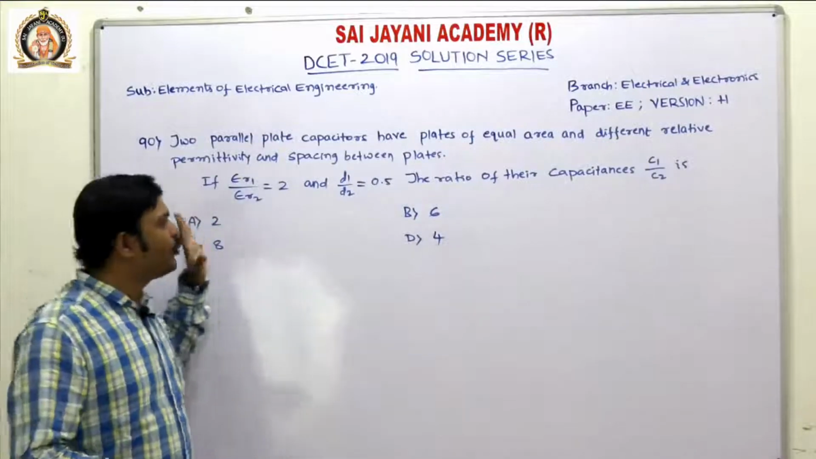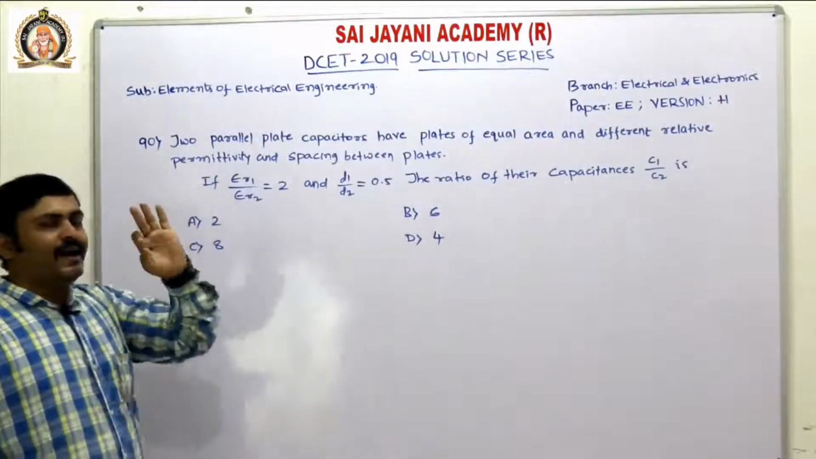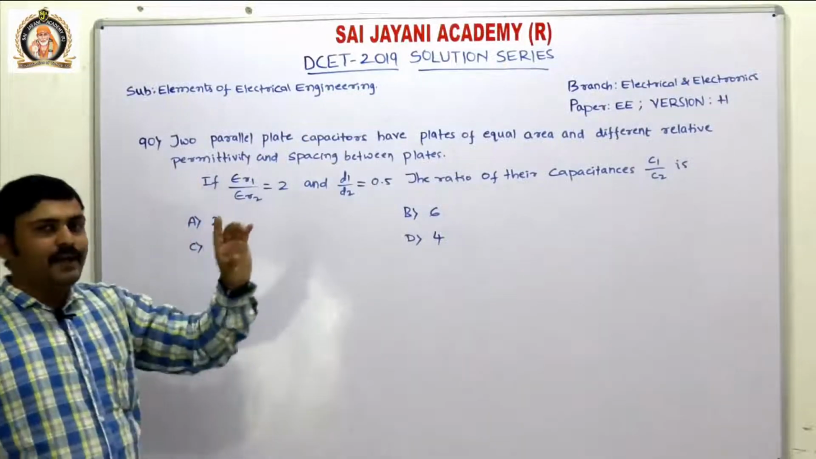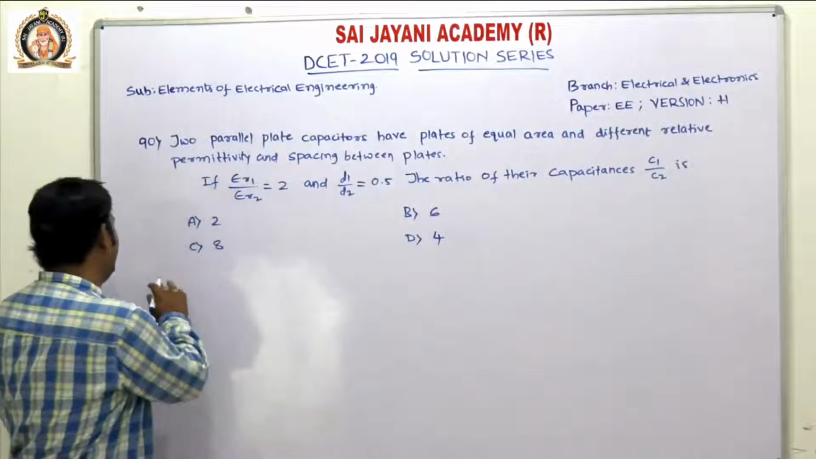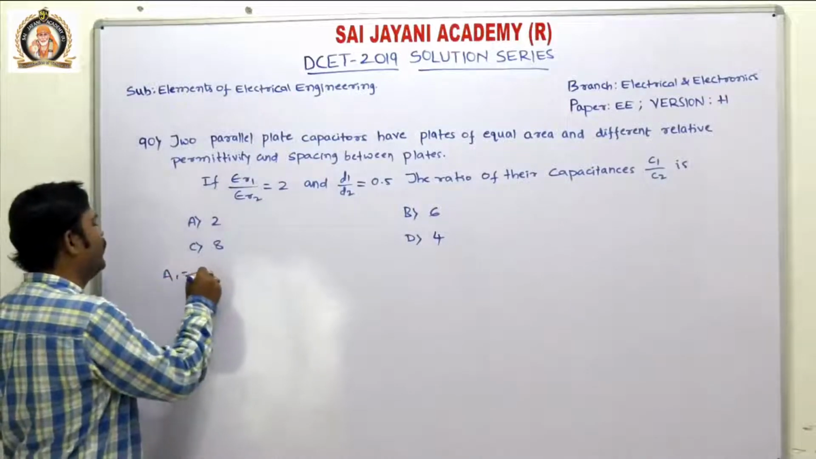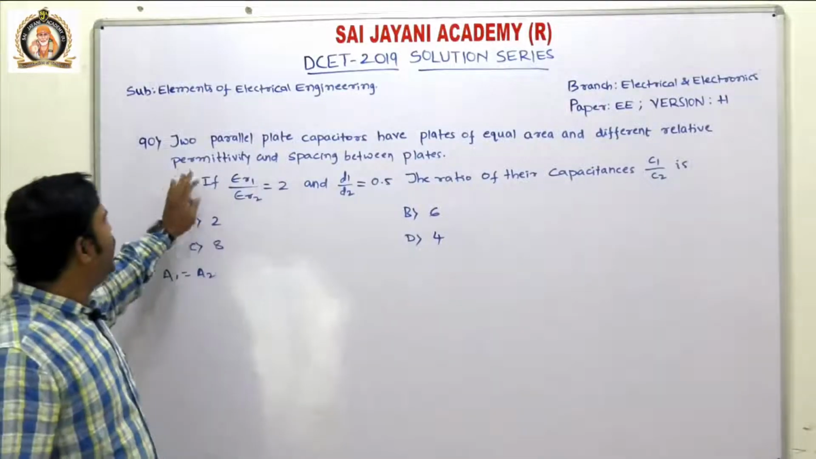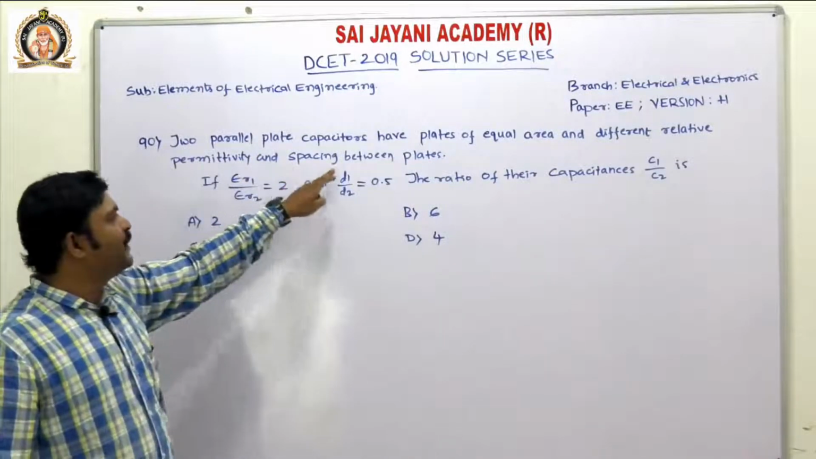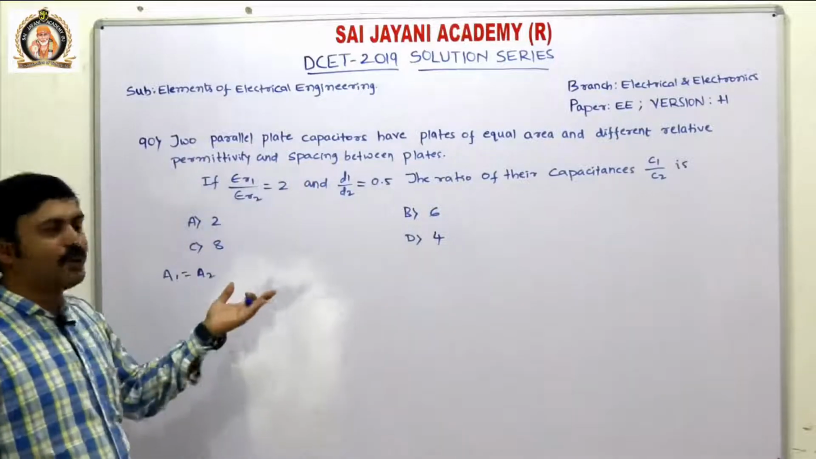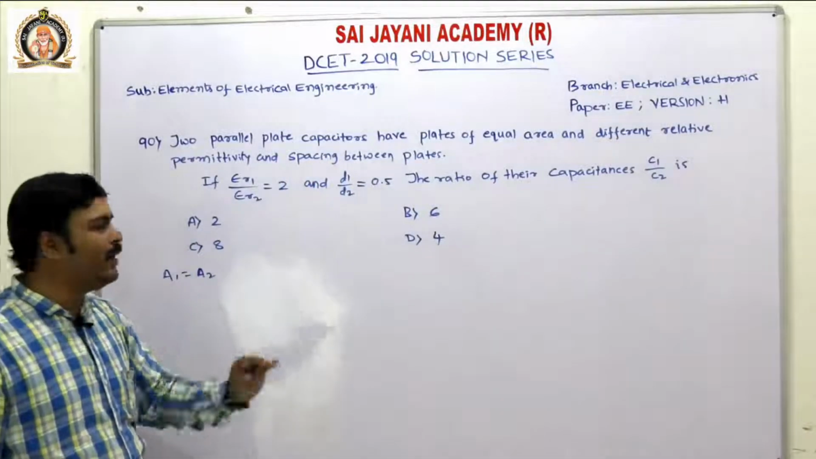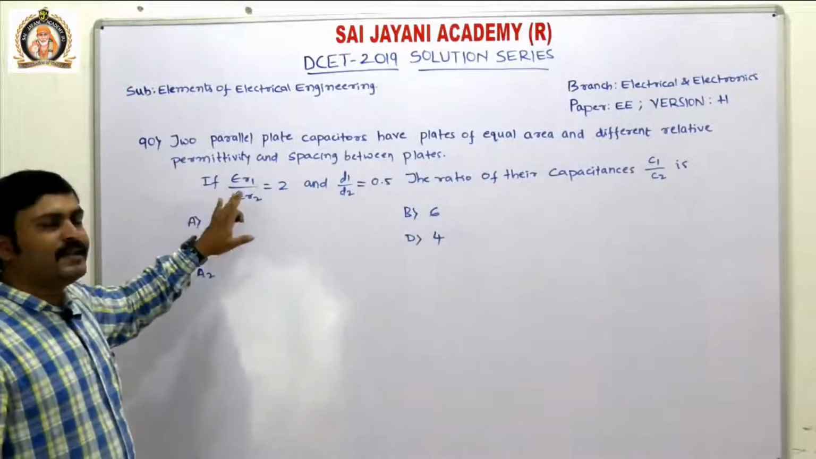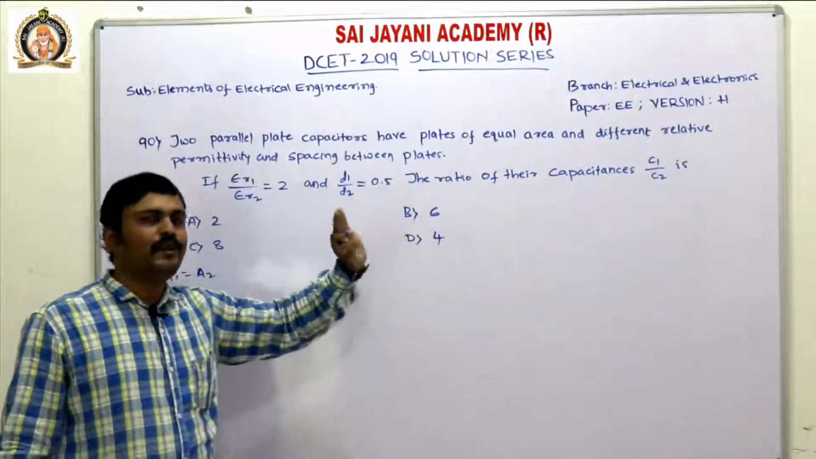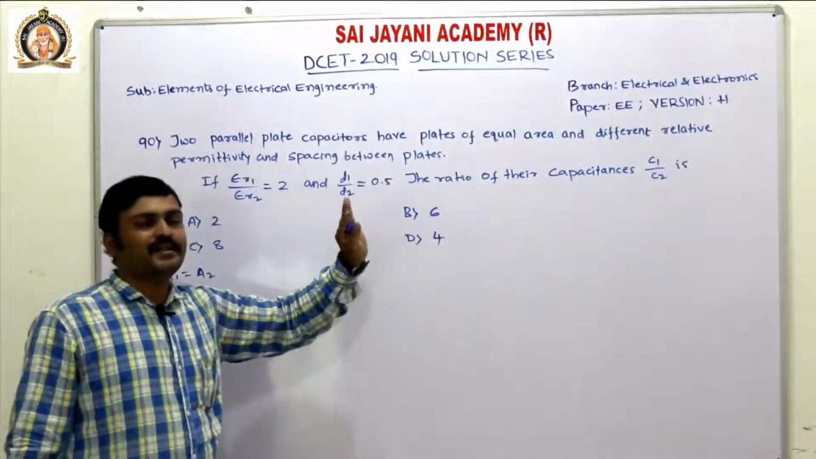Okay, first understand the question. What has he given? Two parallel plate capacitors are there. They have equal area. Area is same means A1 equals A2. And different relative permittivity and spacing between plates. They have different relative permittivities and different spacing in between them. So he has given epsilon R1 by epsilon R2 is 2 and D1 by D2 is 0.5. What we need to find? We need to find capacitances ratio.